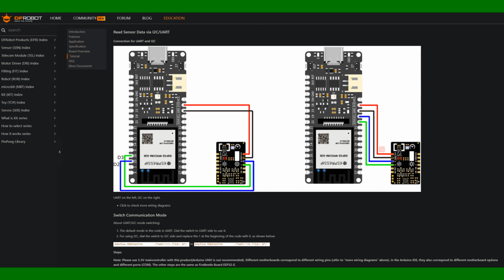And then you just have to hook up the ground. This runs on 3.3 volts, and the particular Arduino Unos that we worked with can give you that 3.3 volt power that you need to use with this.